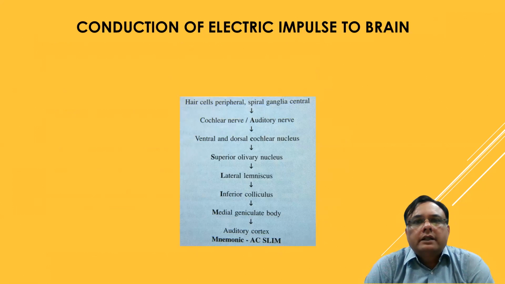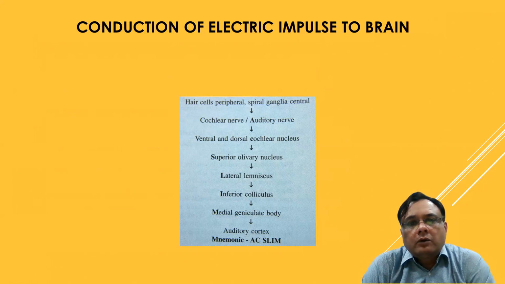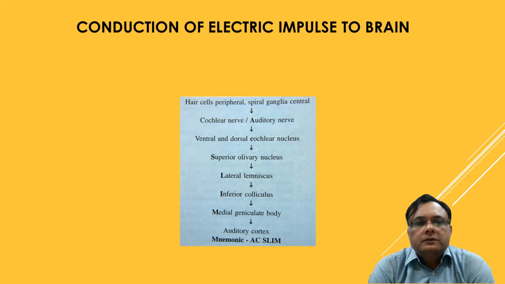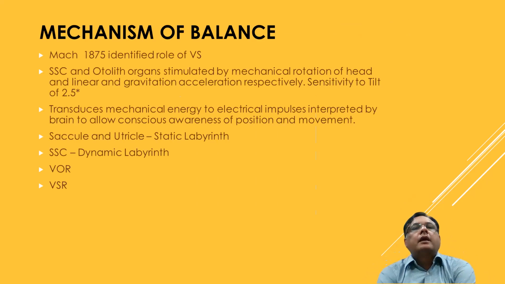This is the conduction of electrical impulses to the brain: hair cells, then peripheral or spiral ganglion, cochlear nerve or auditory nerve, then ventral and dorsal cochlear nucleus, then superior olivary nucleus, via which they go into the lateral lemniscus, then inferior colliculus, medial geniculate body, and ultimately they reach the auditory cortex. You can also remember it by the mnemonic.